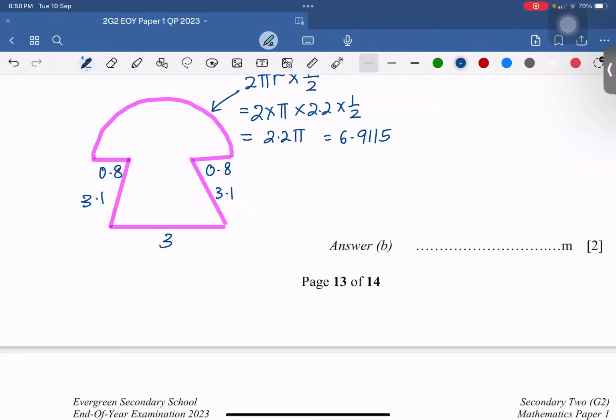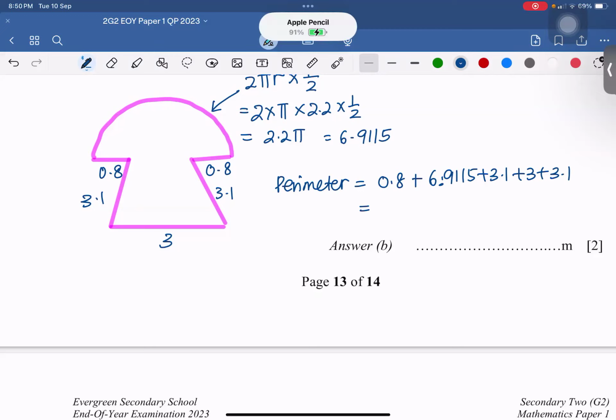So I'm going to find the perimeter. Add up all the numbers: 0.8, 6.9115, 3.1, 3.1. Anyone got the final answer before we go off? Oh, I got the final answer.